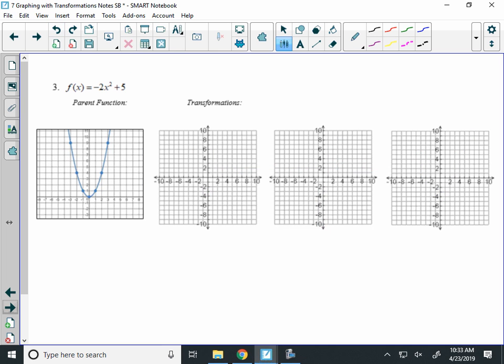All right, next one. Negative 2x squared plus 5. Start with the negative in front. The negative in front is a reflection over the x-axis. So you're going to take your parent function here and reflect again over the x-axis. So your parabola is going to be the same parent function, same distances for each point, but flipped upside down.